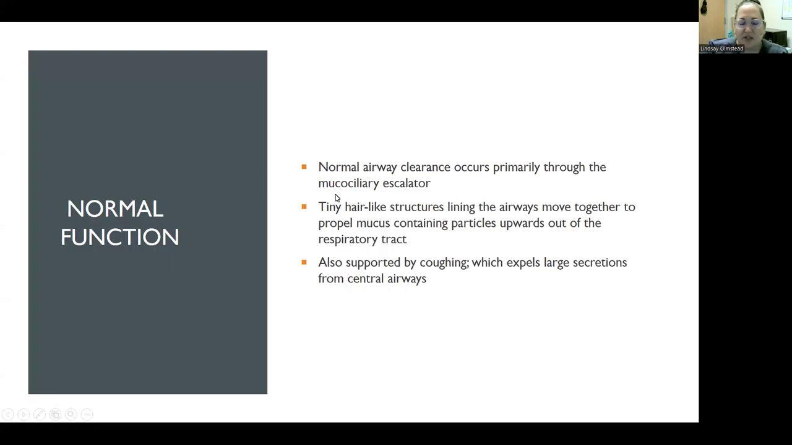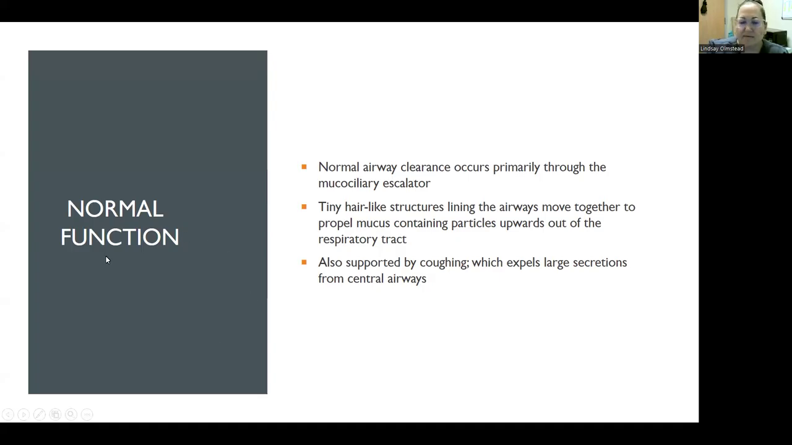I touched on it a little bit, but the normal function of airway clearance is primarily through the mucociliary escalator. It is a structure that has tiny hairs that move together to propel mucus containing particles out. And then you have that cough that has to actually expel those secretions from the airways.